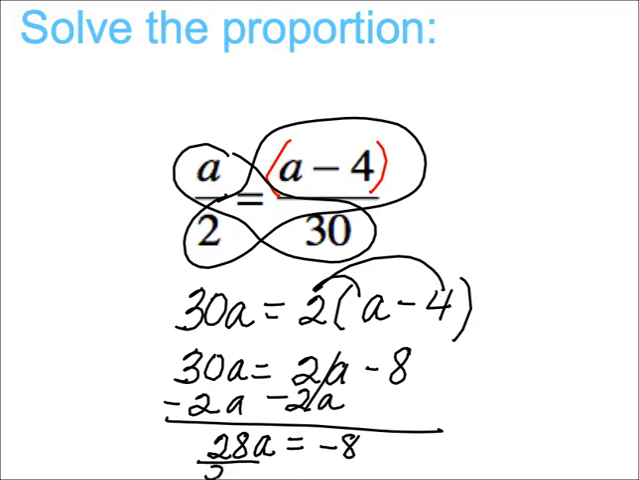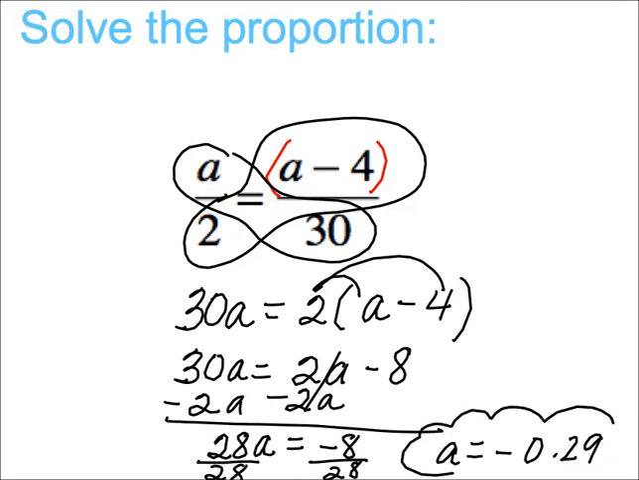I'm going to divide by 28, and this is going to be ugly, but that's okay. Math doesn't always come out to be pretty whole numbers. We all know that. So if I take 8 divided by 28, ooh, that's ugly. I get a equals, and this is going to be a negative because I have a negative and a positive. So this is going to be negative 0.29 if I round it to the nearest hundredths place. And that is just atrocious.